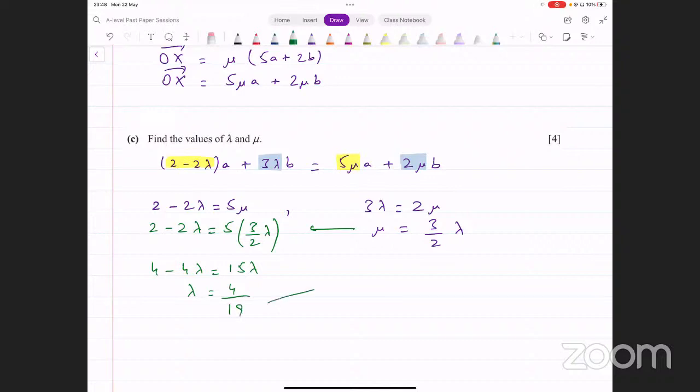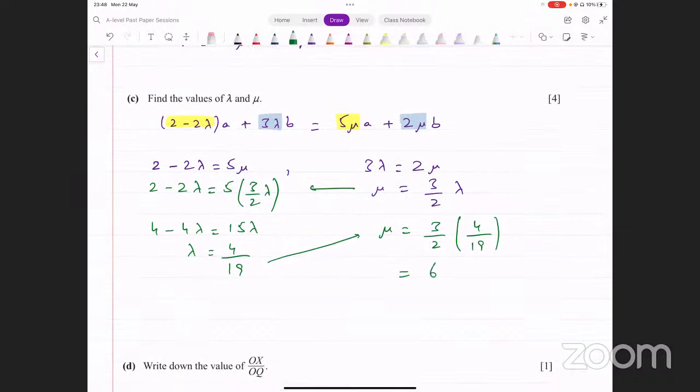Put that in the other equation, that gives us the corresponding value for mu, 3/2 into 4/19. Let's see what that is. 12/38, which is 6/19. So mu is 6/19. That's the second unknown that we were looking for. So we have lambda and mu, both of them now.